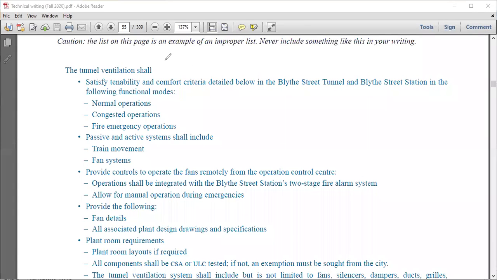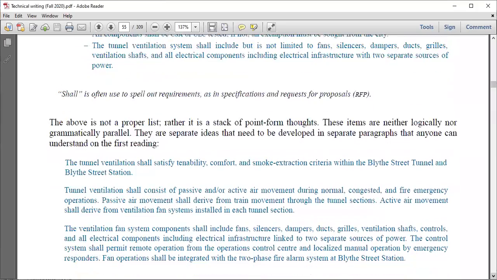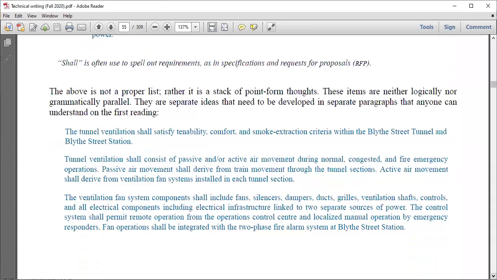Now, if we move on to the better version, it says that the above is not a proper list, right? These are just the writer's thoughts put together. It is a stack of point form thoughts. These items are neither logically nor grammatically parallel. So they are separate ideas that need to be developed in separate paragraphs that anyone can understand on the first reading. So this is a separate idea.